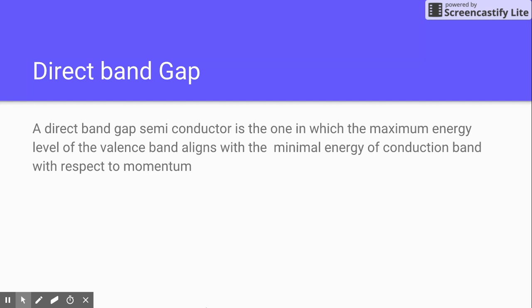Now we are going to discuss the direct band gap semiconductor and its properties. A direct band gap semiconductor is one in which the maximum energy level of the valence band aligns with the minimal energy level of the conduction band with respect to the momentum.